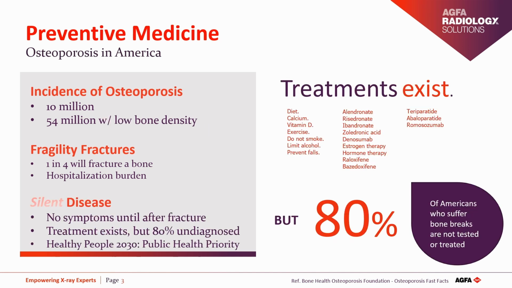Osteoporosis is often referred to as the silent disease, as patients often will not experience any symptoms until after they've experienced their first fracture. And while effective treatments exist, osteoporosis remains undiagnosed in 80% of cases due to a lack of screenings, which is largely why Healthy People 2030 has identified it as a public health priority.